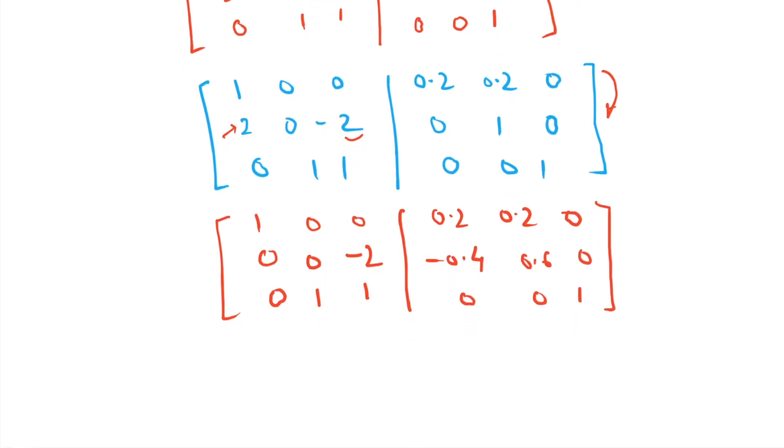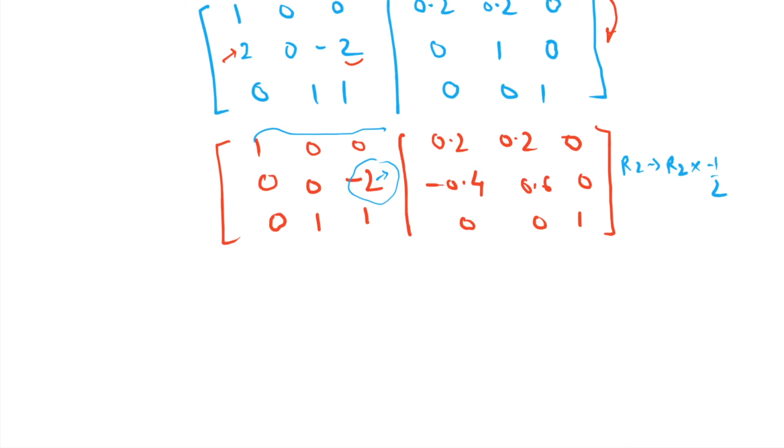now since we want to convert this guy here, left side of the bar, into an identity matrix, I don't like the term 2 here. Okay, so let me multiply row 2 with minus 1 by 2. Okay, so if I do that, let's see what's going to be the result.